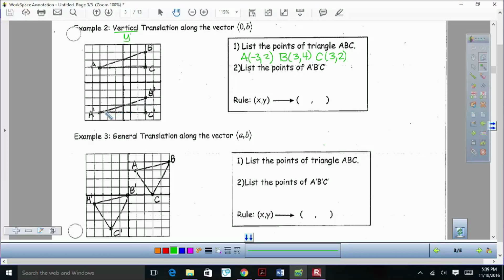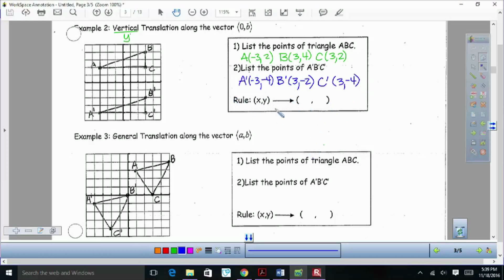Then we're going to look at A prime, B prime, and C prime and write those down. So A prime would be -3, -4. B prime would be 3, -2. And C prime would be 3, -4. Now it asked me for the rule.